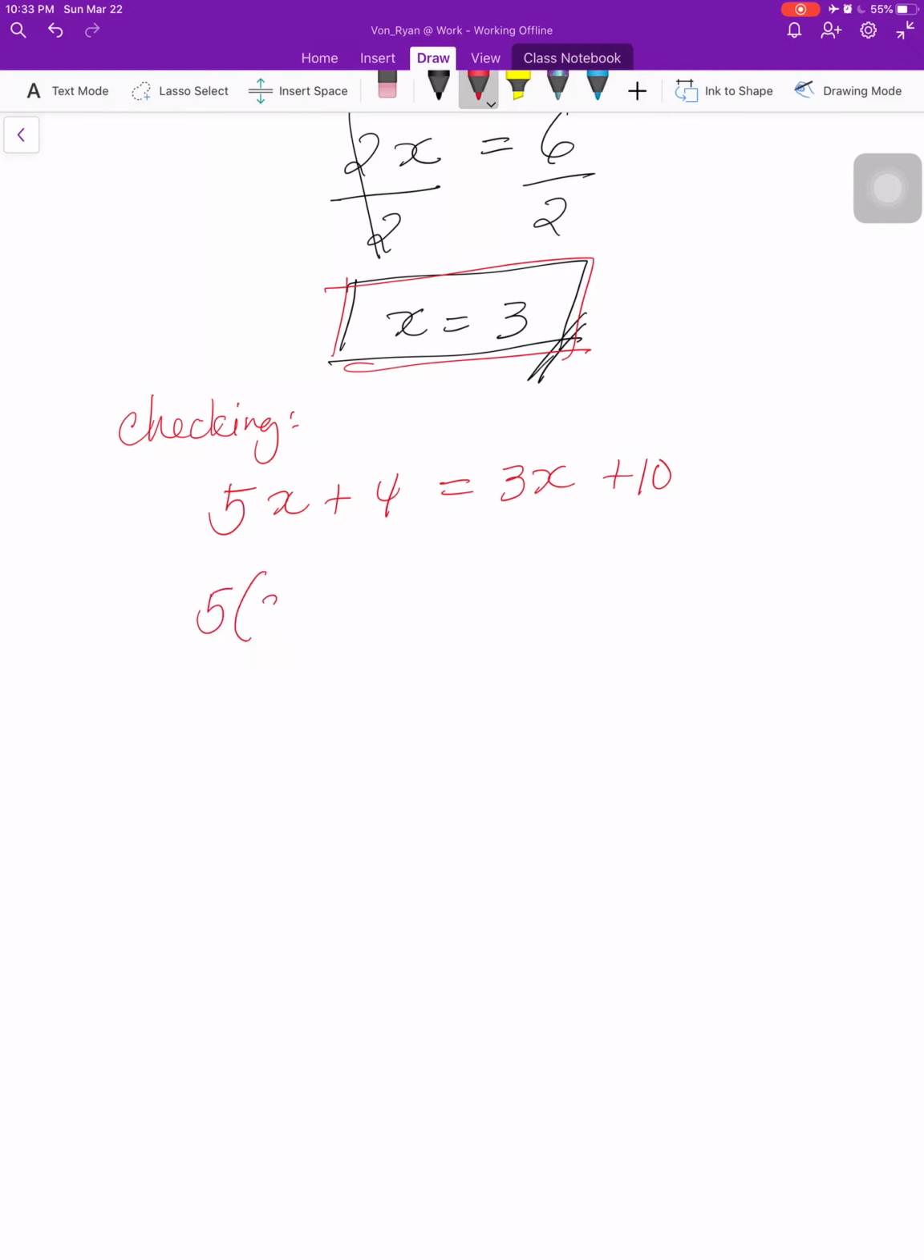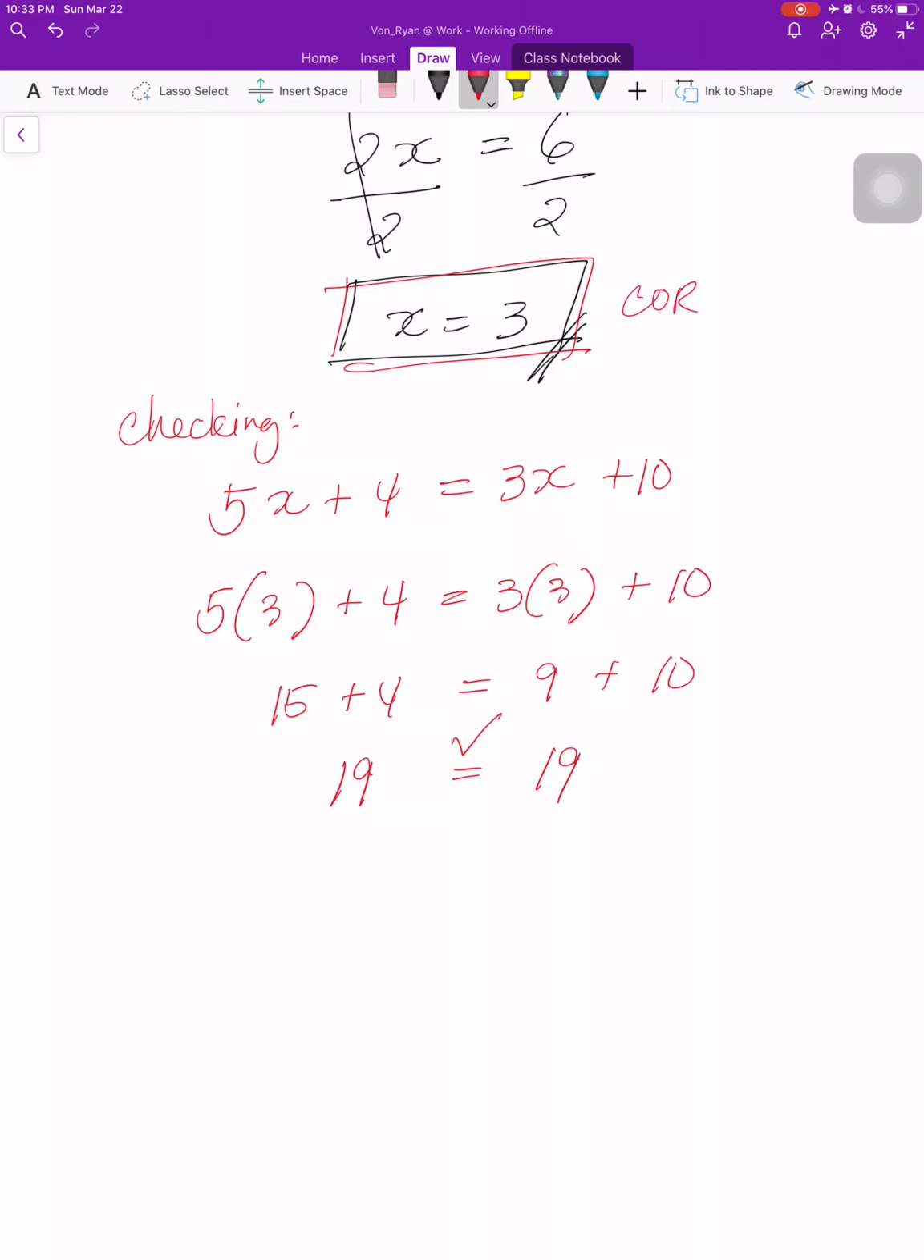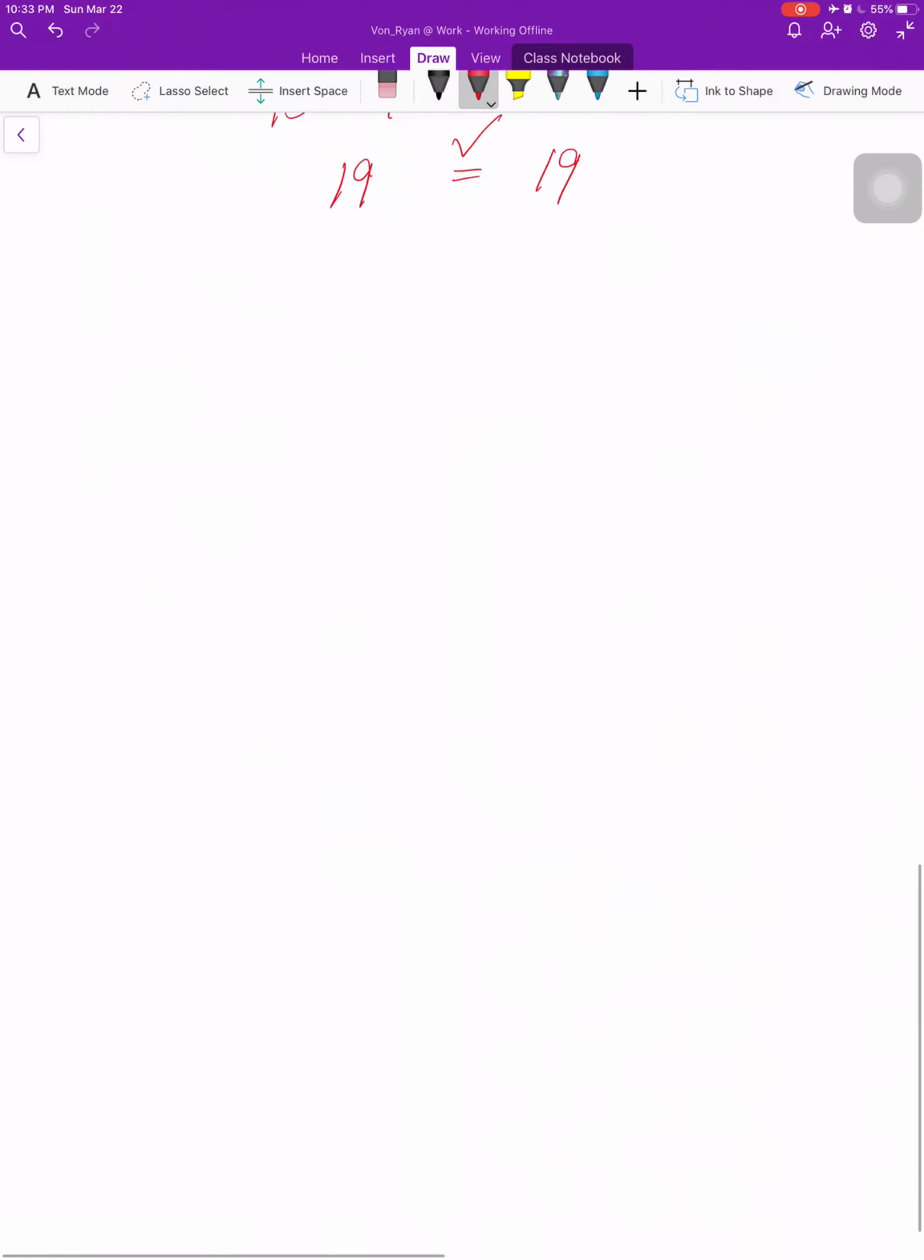So 5 times 3 plus 4 equals 3 times 3 plus 10. This will become 15 plus 4, and this is 9 plus 10. This is 19, and this is 19. And so both sides of the equation are equal. Therefore, our answer is correct. Let's have another example.